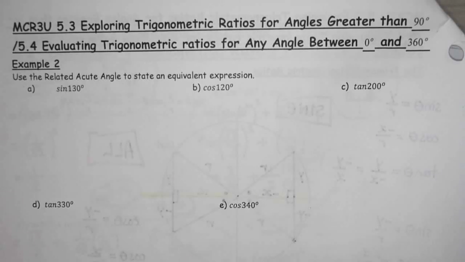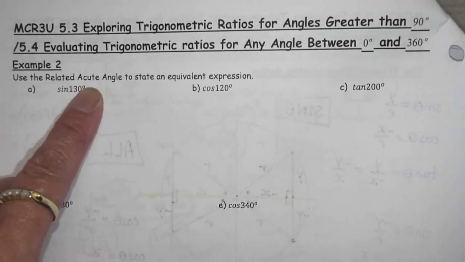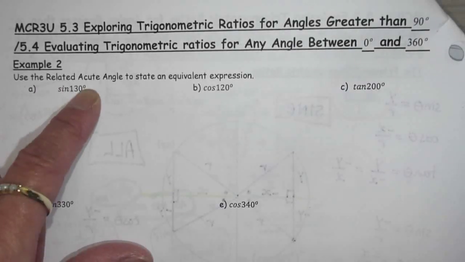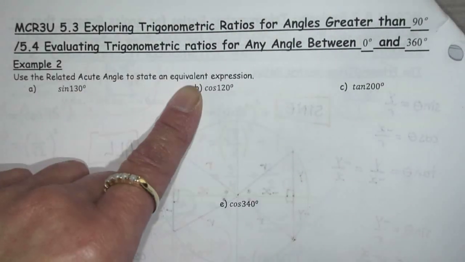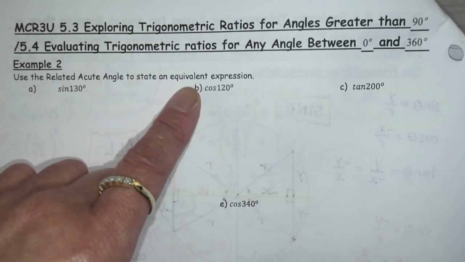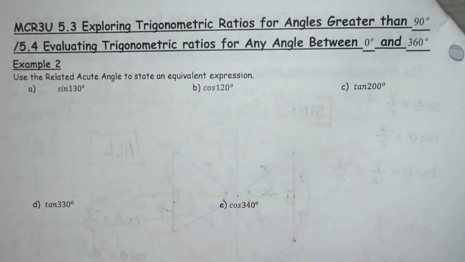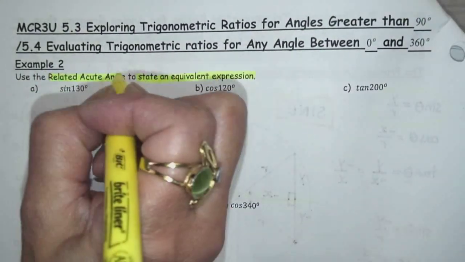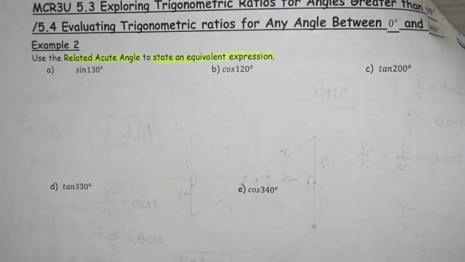All right, so now we're going to add a step 2, finding the RAA. It says, use the RAA, related acute angle, to state an equivalent expression. So now they're going to ask you to do one more step in addition to what we were just doing on the previous example, to state an equivalent expression. We're still using RAA to state an equivalent expression, so we're adding one more step to it.